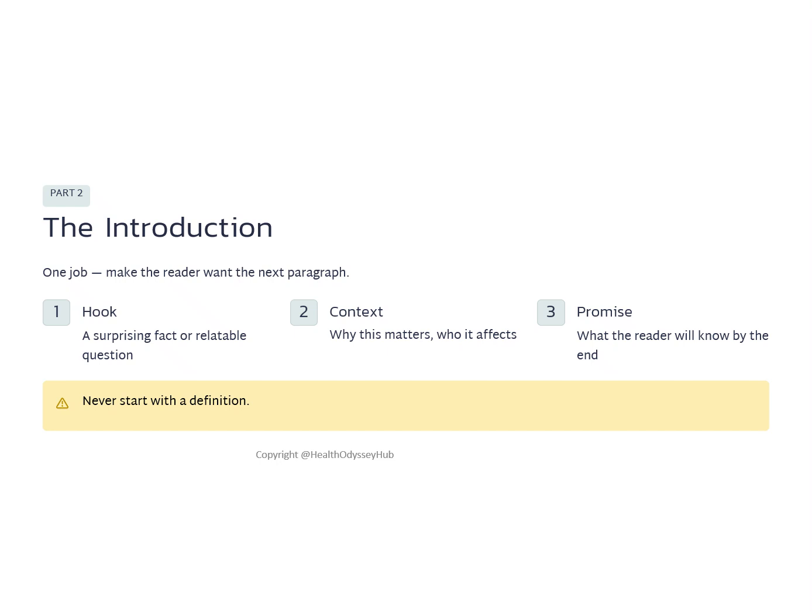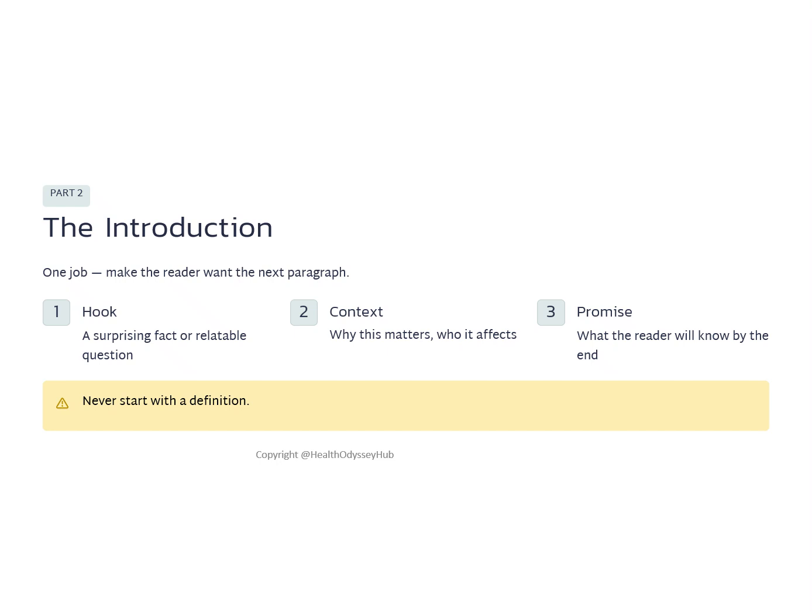The simplest introduction formula has 3 sentences. Sentence 1, start with a hook. A hook is something surprising, or a question they are already asking, or a situation they recognize from their own life. Sentence 2 is the context, okay? Why this matters, who it affects, how common it is. And then sentence 3, that is the promise, like what they will know or be able to do by the time they finish reading the article.